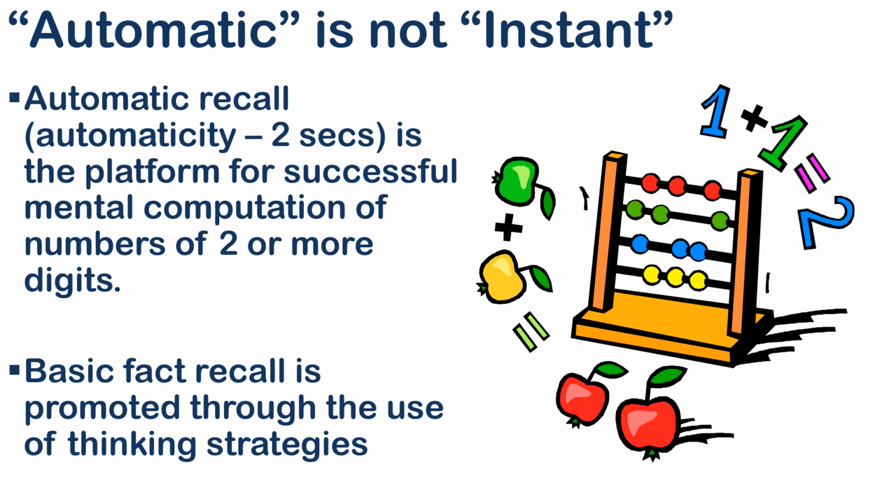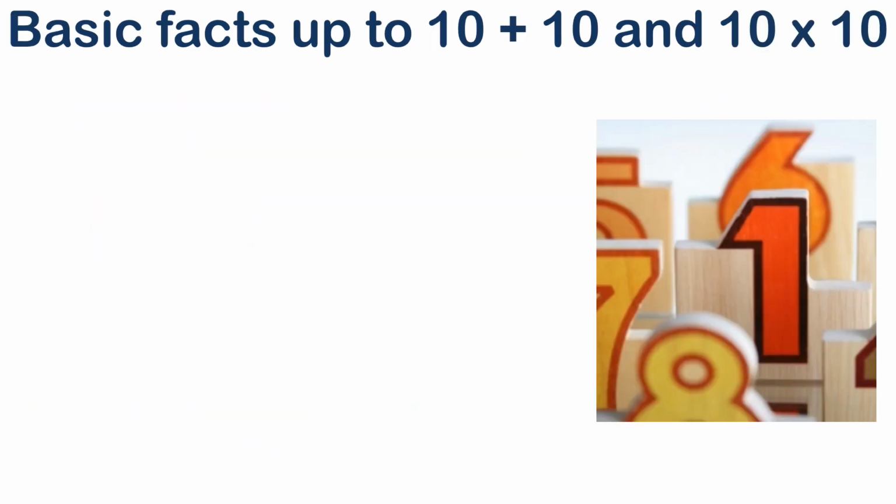And basic fact recall, the second dot point, is promoted through the use of thinking strategies. So again, we're moving away from rote learning. There's some rote that needs to take place, I guess, some remembering, but we try to underpin that with really strong understanding and providing concrete tools to support that understanding. But for you, automatic recall, a 2-second response is fine. We don't need kids to instantly recall things anymore.